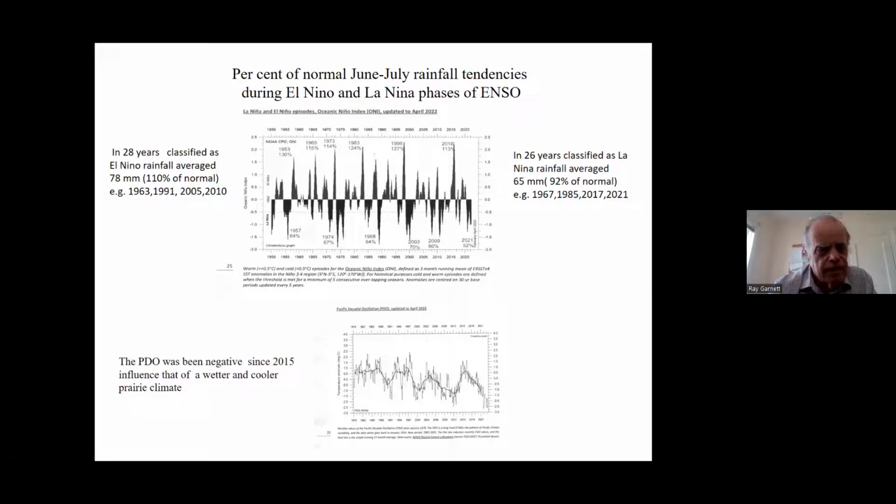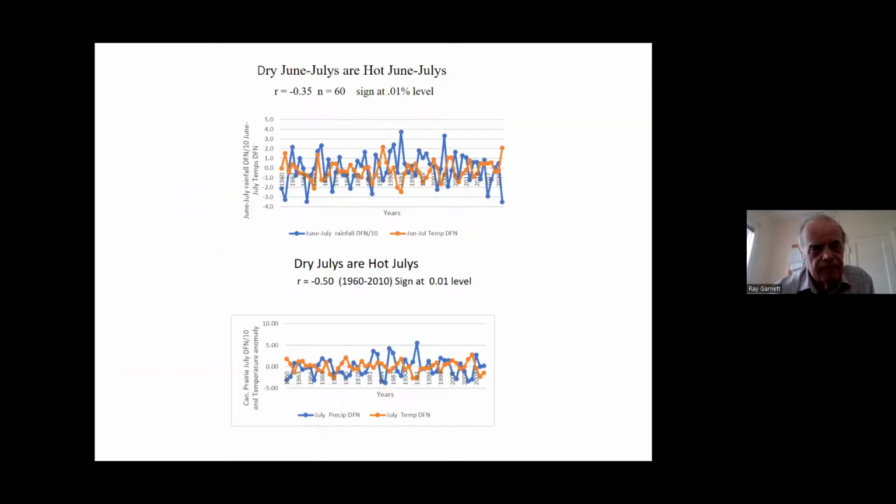This is the Pacific Decadal Oscillation. You can see since about 2015 that it's been negative. And this tends to favor kind of a wetter and cooler Canadian prairie climate. And I think that's all I have to say here. But June and July rainfalls are affected by El Nino and La Nina. And when we get the extreme El Nino and La Ninas, we can expect most of the time a fairly sizable impact on, say, June and July rainfall. Next slide.